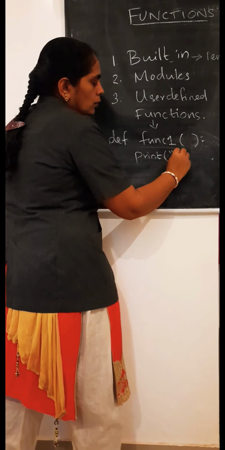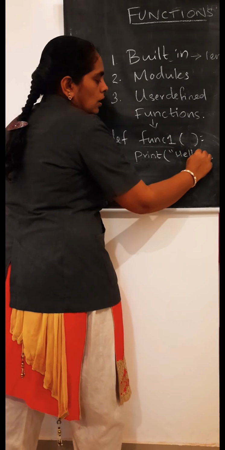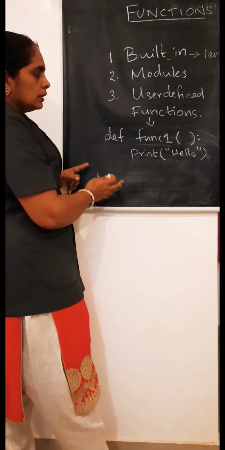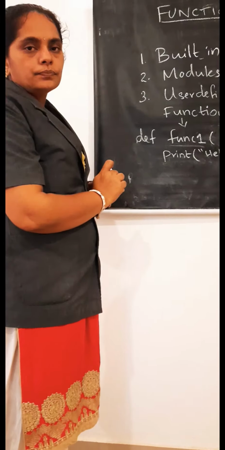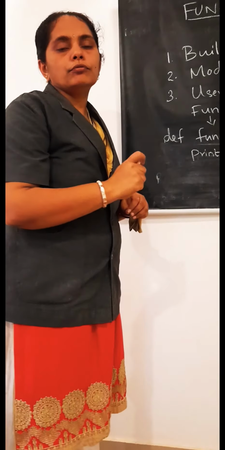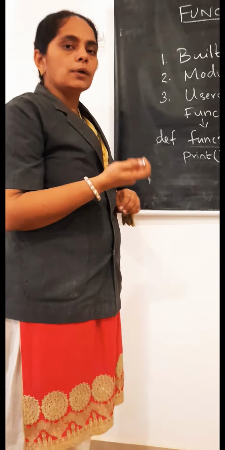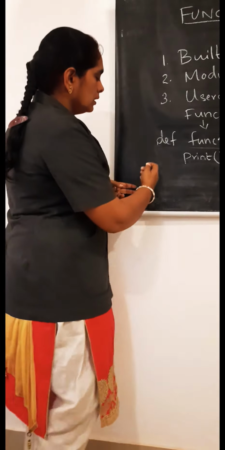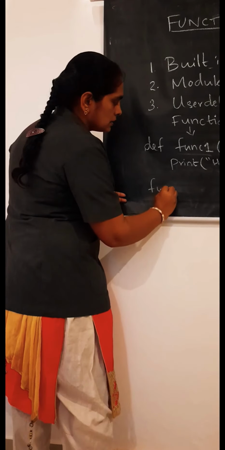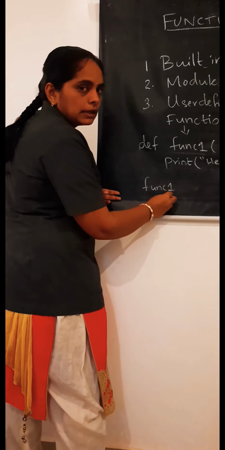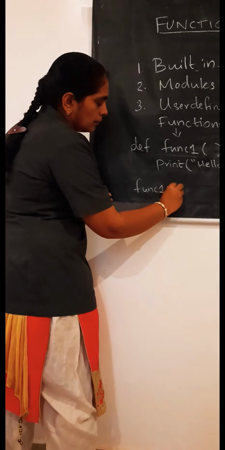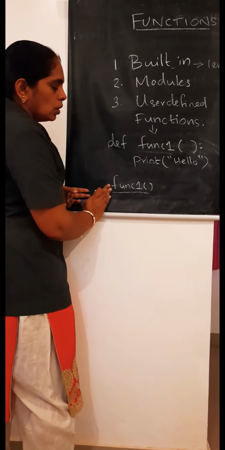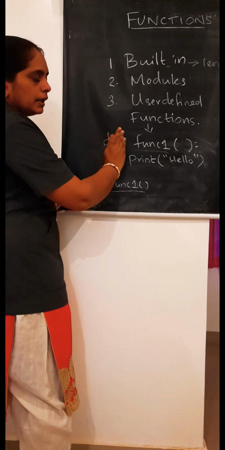So after def you have to put an indentation, then you write print. Then you know how to print a statement. If you want to print hello or computer students, whatever it is, you write print hello. So this we call a function. Whenever in your program you want to print hello or computer students, you can call the function. So here func 1 is the function name I gave. So function 1 with a bracket means wherever you give this statement, automatically the function will be called.